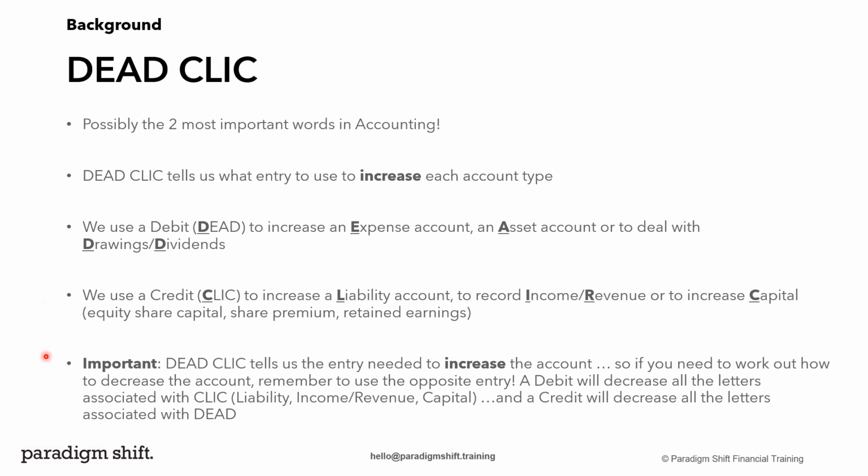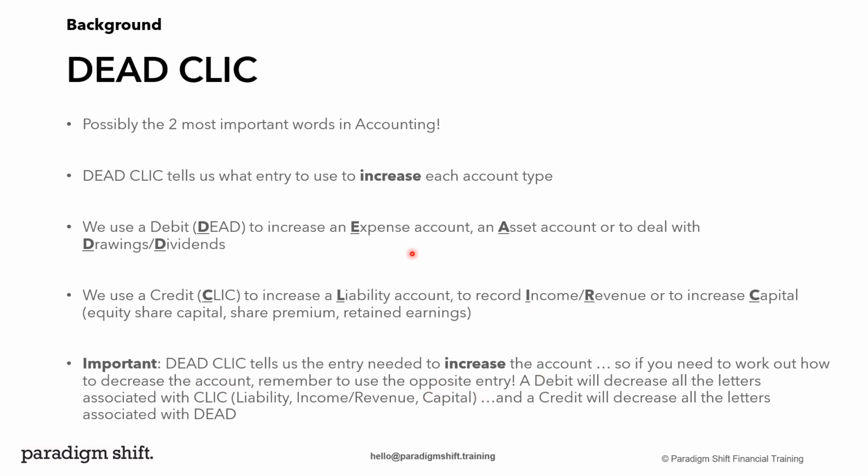Very important note to finish though, as we said really already, this is a mnemonic for how we increase each account type. So DEAD CLIC tells us the entry needed to increase or add into the relevant account. So if you need to work out how to decrease the account, you must use the opposite entry.